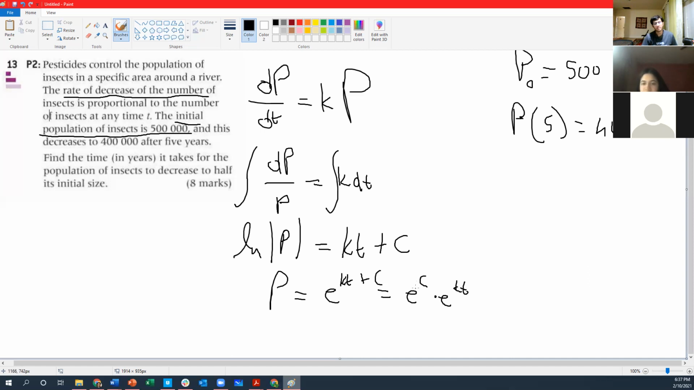But really e to the c is just another constant. So we can just write it as c e to the kt. So this is c e to the kt. Okay, so that's the population after t years. Now we have to figure out what k is.